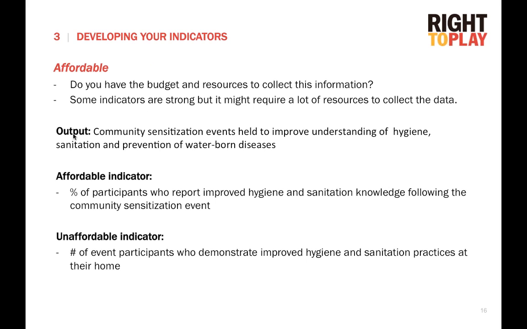An example of an unaffordable indicator is the number of event participants who demonstrate improved hygiene and sanitation practices at their home. And again, as with the previous example, it's probably just not feasible to go talk to everybody or observe everybody and their hygiene practices at home. It would be great if we could spend that much time with people one on one, but chances are it's just not realistic or affordable.